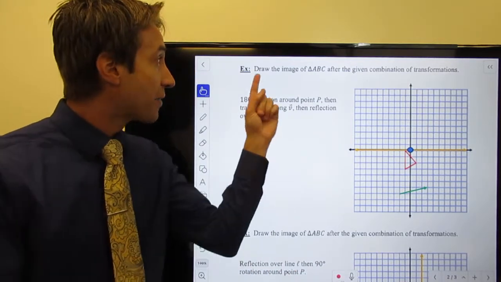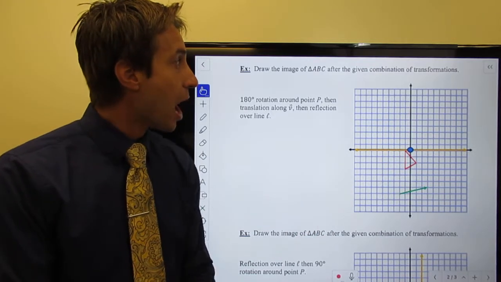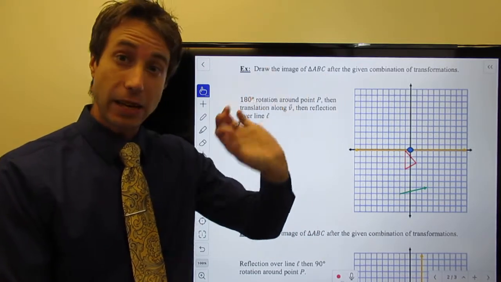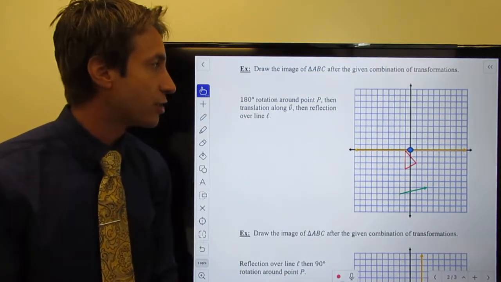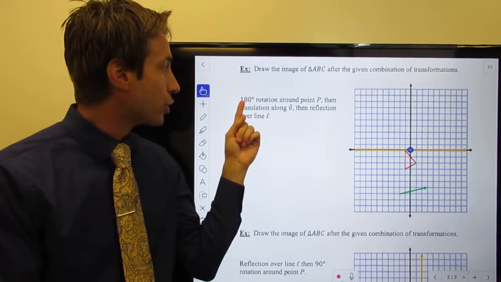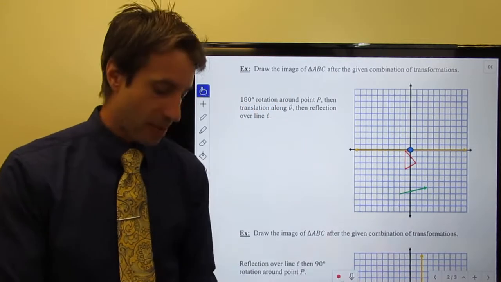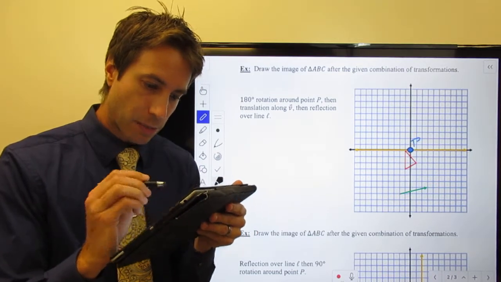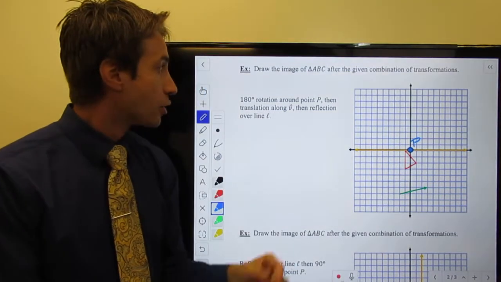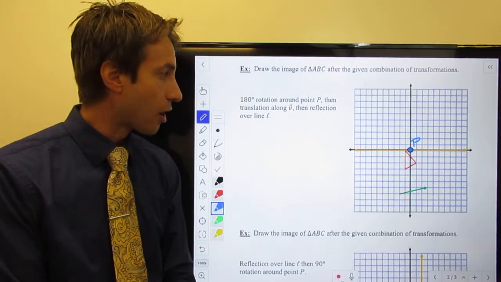Here we go. I've given you the image of a triangle, ABC. There it is right there. I want you to find the image of that triangle given the following combination of transformations. So here we go. I want you to rotate that triangle 180 degrees around point P. This guy right here, that is point P right there. So we're going to rotate 180 degrees around that point. So we'll go ahead and take care of that.